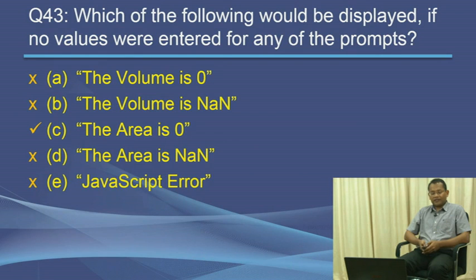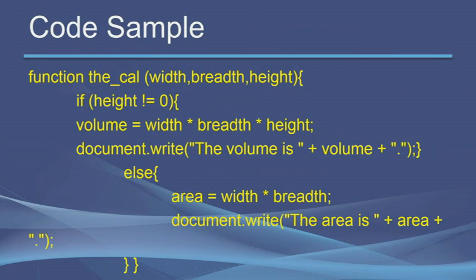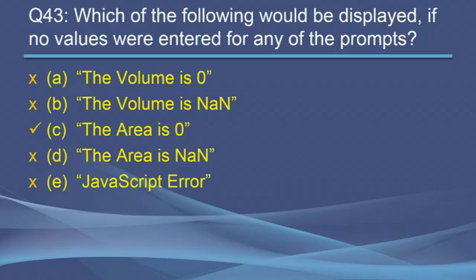The area is 0, it will work because the function basically, if we go back to that question, the function is basically if height is equal to 0, then it will actually only calculate the area, and that is the width into the breadth. So it will basically go to the area is 0, that is correct. The area is not a number won't work, and JavaScript error won't also be an issue because there is no JavaScript error if you don't enter a value into the prompt.